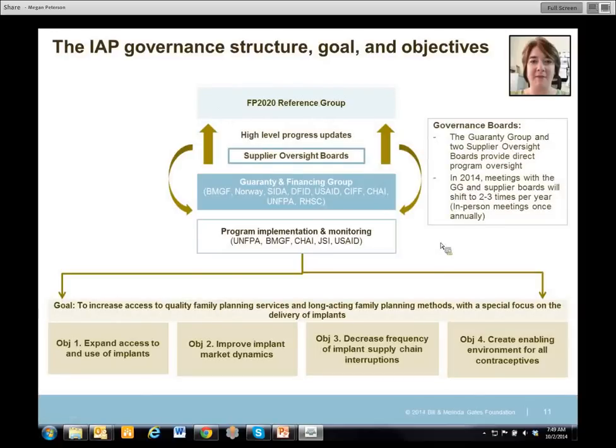technology. We are also looking at market dynamics within the implant space, and at supply chain and what can be done to improve that. And finally, creating this enabling environment. So really linking the implant access program back to more global initiatives around family planning, like FP 2020 and the Reproductive Health Supplies Coalition, and again raising the profile of implants globally within the family planning space.